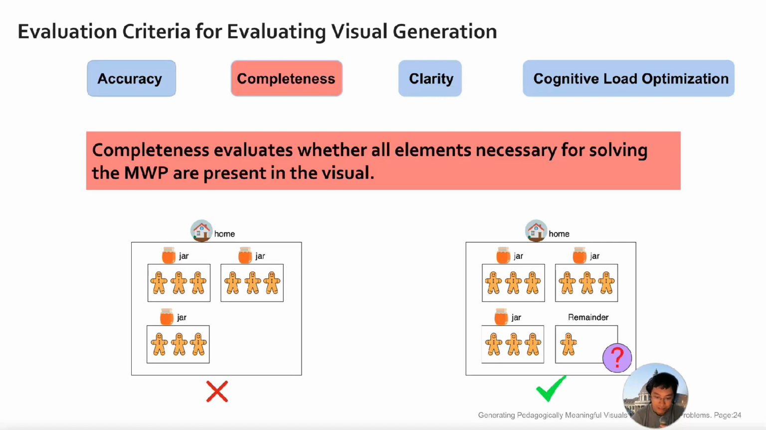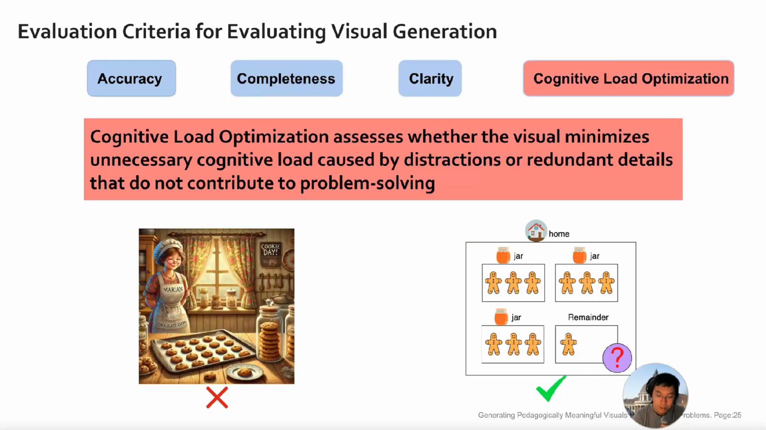The completeness evaluates whether all elements necessary for solving the math problem are present in the visual. For example, the left side visual lacks a remainder part, which is incomplete for addressing this problem. The cognitive load optimization assesses whether the visual minimizes unnecessary cognitive load caused by distractions or redundant details that do not contribute to the problem solving. For example, the left side visual contains too many unnecessary details that do not contribute to the problem solving.